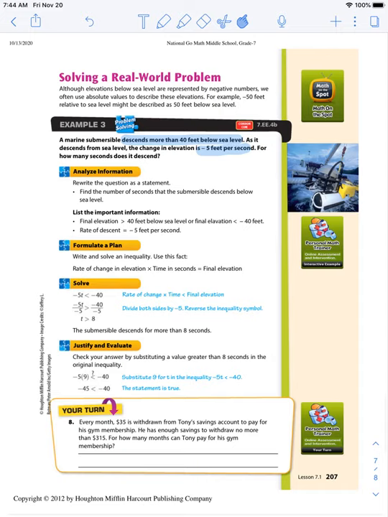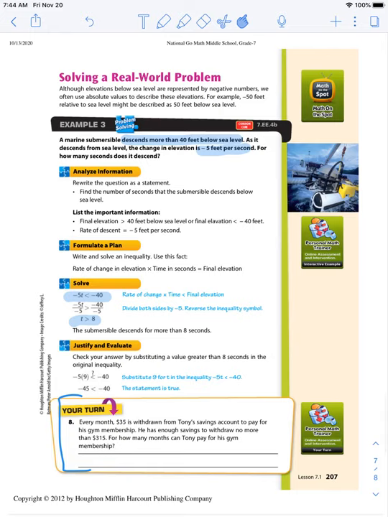But because 40 is represented with a negative, the numbers smaller than -40 are actually going to be further below sea level. So it has to be less than, or more negative than, -40. So our plan that we're going to solve is -5t is less than -40. So we divide both sides by -5, flip the sign because we divided by a negative, and we get t is greater than 8. All right, I want you guys to pause the video, try this one on your own, and then play it back to see if you got it right.